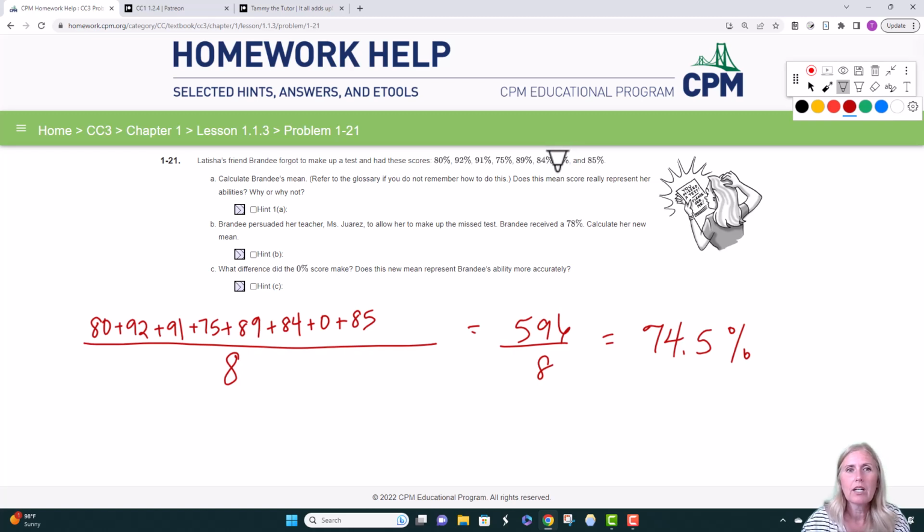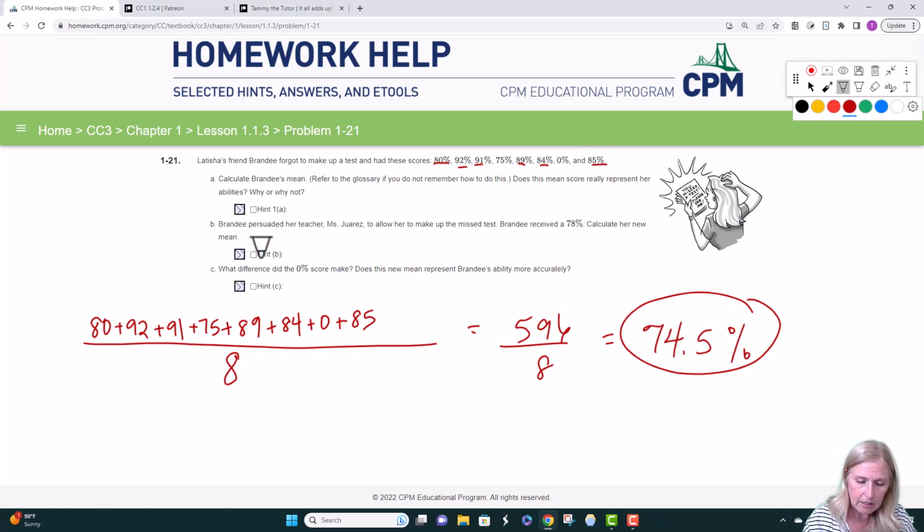But that 0 probably wasn't because she took the test and knew nothing and just did so poorly. It's probably because she just missed the test. So that really doesn't represent her actual abilities, right? So that's what you can say for A. No, it doesn't represent her abilities. That 0 was probably a missed test. Her abilities obviously are higher than that because they are almost all way higher than that.